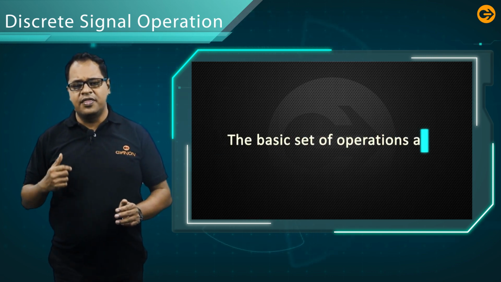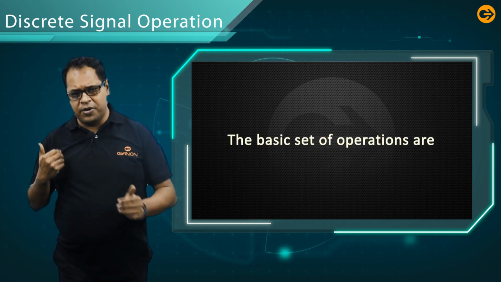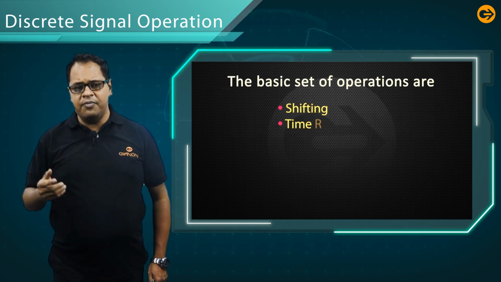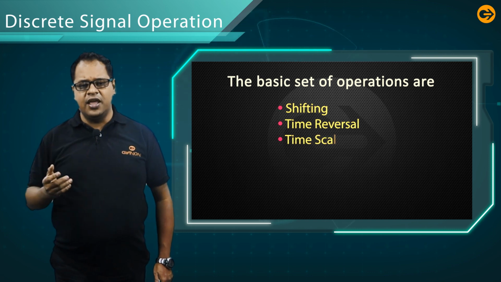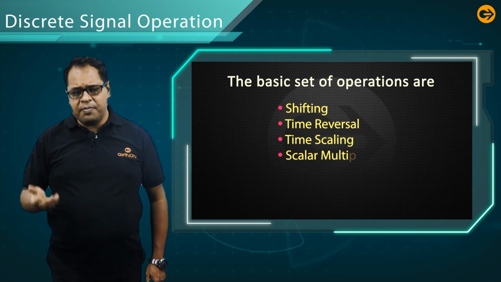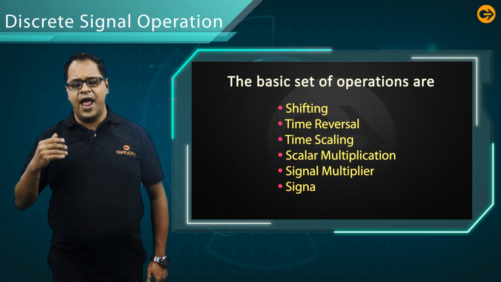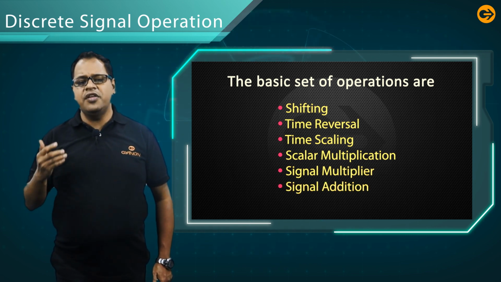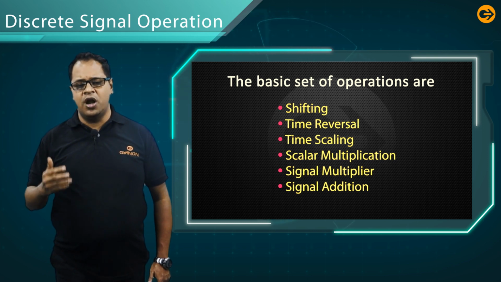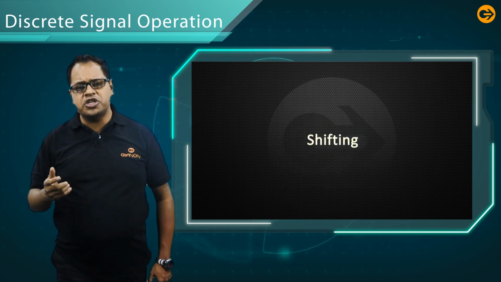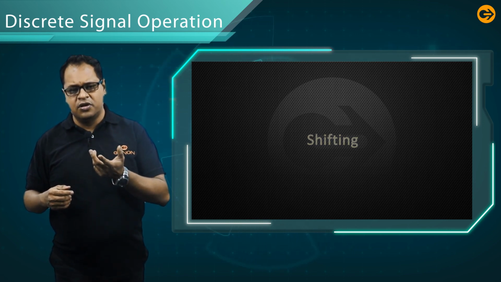Now let us discuss the basic set of the signal operations. They are shifting, time reversal, time scaling. It may be scalar multiplication, signal multiplication or signal addition. Now let us discuss each operation one by one. First, we are going to discuss the shifting operation of the signal.